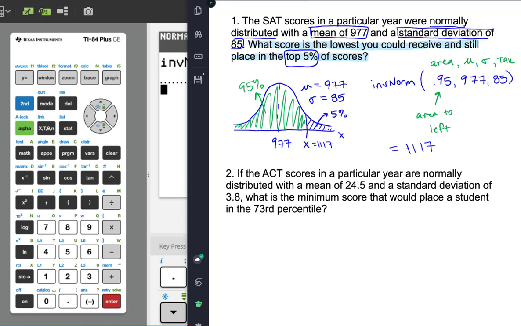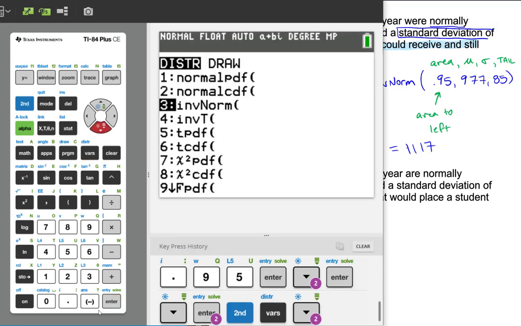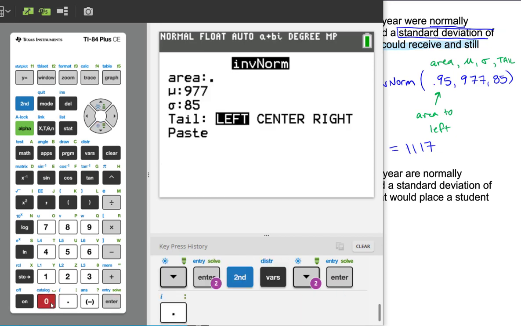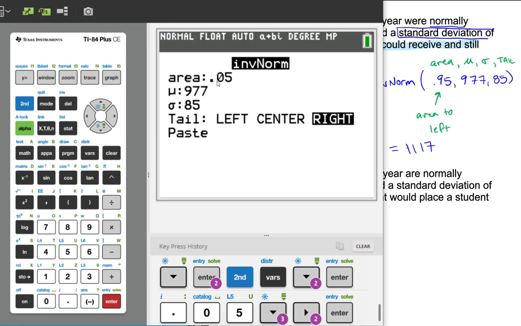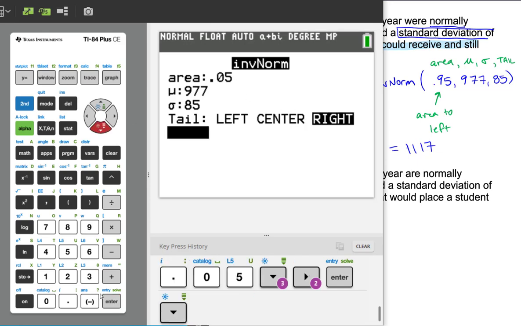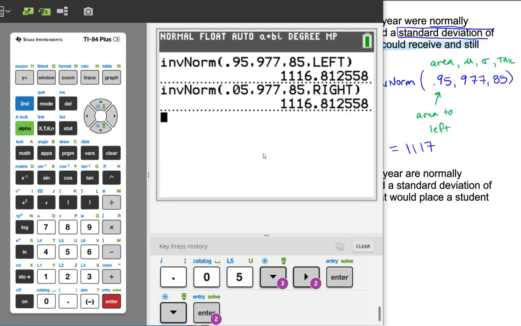Okay, now if I took advantage of that input with the changing the tail of the distribution, what that would look like is this. I would just simply go back into inverse norm, not worry about changing the area, just use what's given, 0.05, switch the tail to the right, and then the calculator is going to know to take this from 1 on its own. And that's all it's doing. So when we paste that, press enter, you get the same answer.